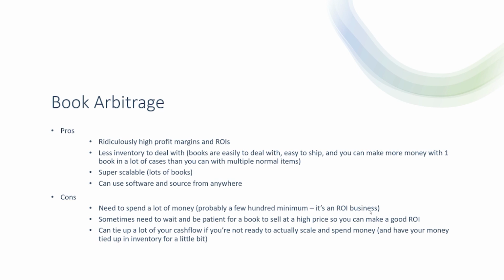For example, you can potentially have a book that's like $100 profit, and it might take you like 7 to 10 other items to get that, doing online arbitrage with software on sites like Walmart, right? So in a lot of ways, it can be dealing with less inventory, which I absolutely love. It's also super scalable because there's lots of profitable books that you can buy. And you can also use software and source from anywhere in the world, which saves you an exorbitant amount of time and is very, very easy, okay?